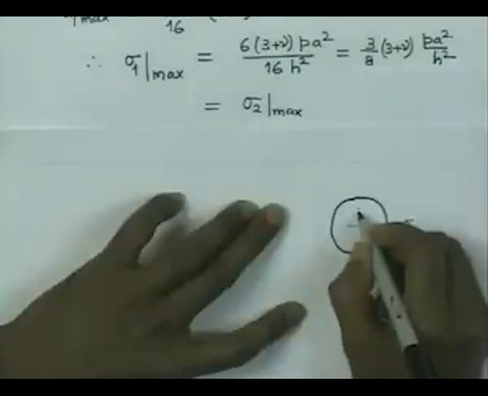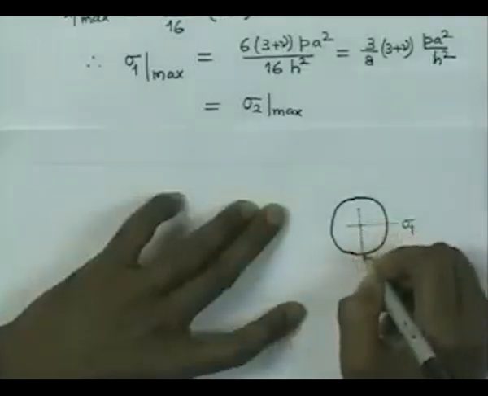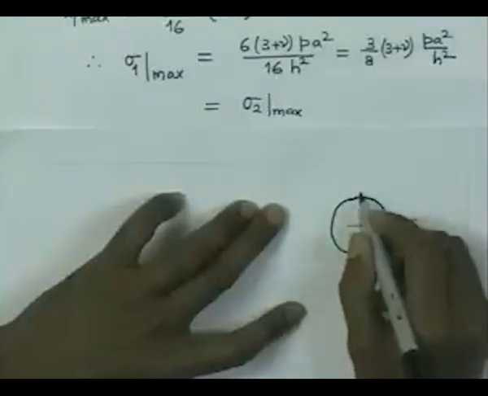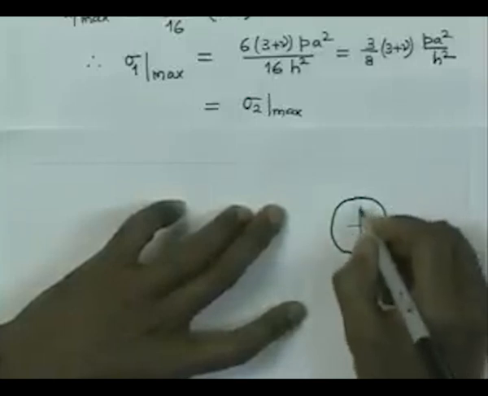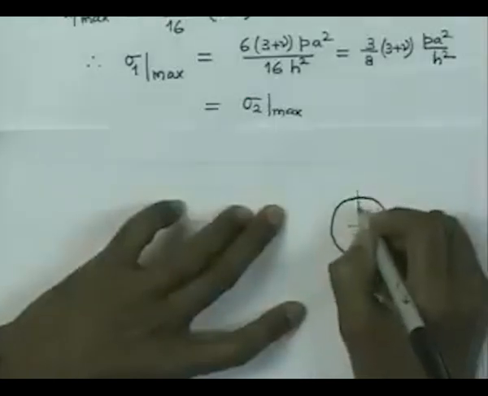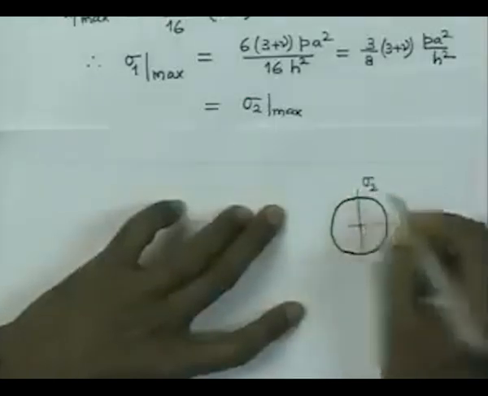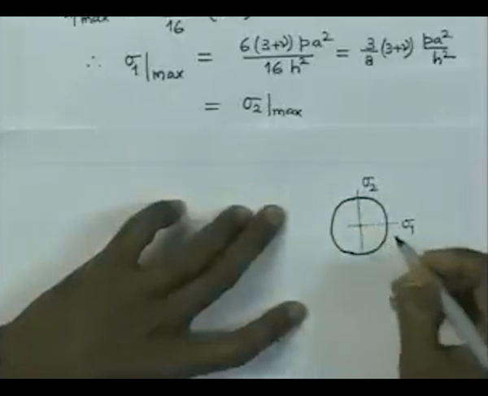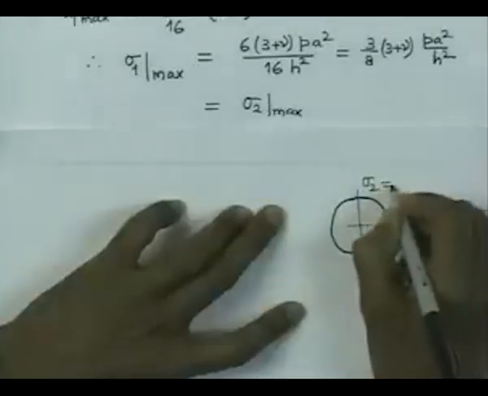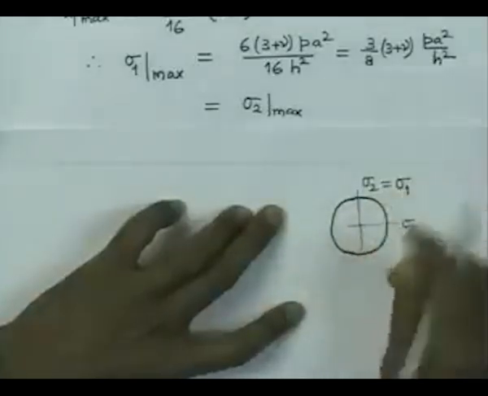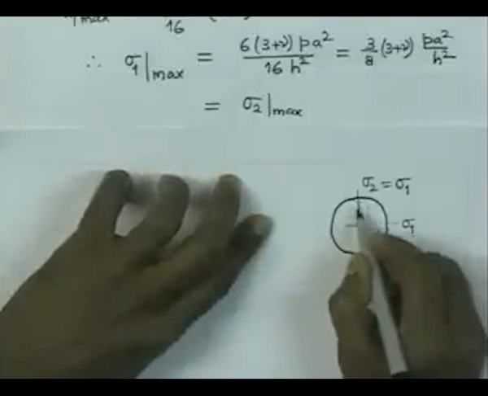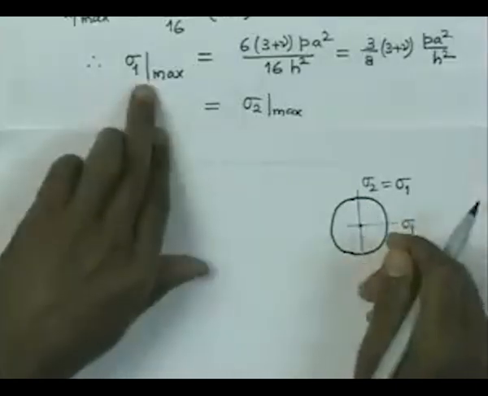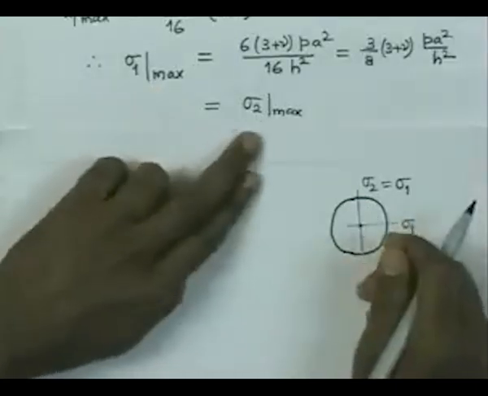Now, the perpendicular direction is this one, this is also a radial direction, and since it is axisymmetric, the stress in this direction, which we indicate to be sigma 2, it has got to be equal to sigma 1, and hence at the center the stress in this direction is maximum. So, also it is going to be maximum in this direction, and hence sigma 1 maximum is equal to sigma 2 maximum.